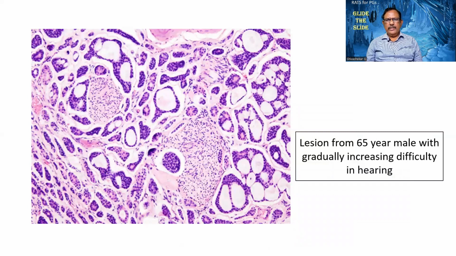Now, my dear students, this is a lesion from a 65-year-old male with gradually increasing difficulty in hearing. The history you will have to read carefully. Normally, as I told you, it is too much of a spoon feed when the field is given as well as the history. But let us get tuned to things better. Increasing difficulty, or it can be worded as hard of hearing. So this is the lesion that we see.